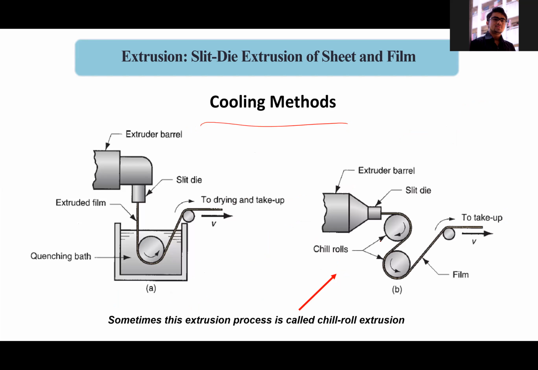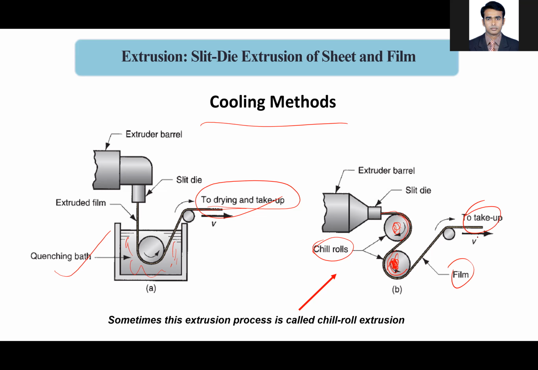And for the cooling method, there are two cooling methods that can be used. One is the quenching bath. When the film comes out from the slit die, it moves through a roller, and there is water or any other material for cooling, and then it comes out to drying and take-up or molding. Another one is called chill roll. The rollers themselves are cooled. The inner surface is cooled in this roller, and the outer surface is cooled in this roller, and then we take it up for packaging.